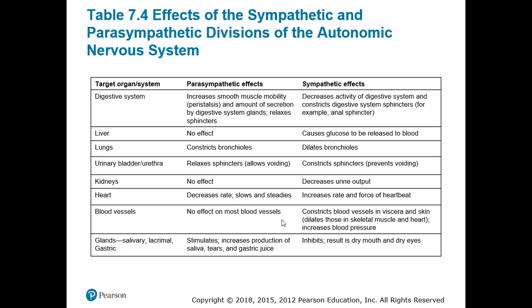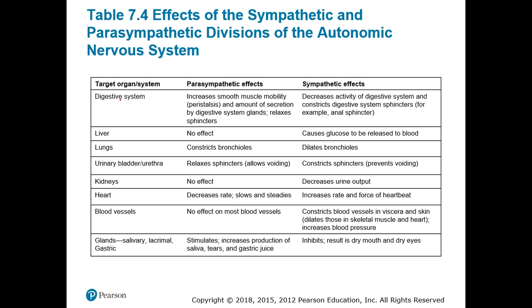We end this lesson by showing you this table. This table can be found in your online textbook, but I've also uploaded it onto my website for you guys to use if you need to. I know a couple of my homework questions do come from here. This shows us our target organ or system being affected, and then what effect does our parasympathetic division versus our sympathetic division have on that system.